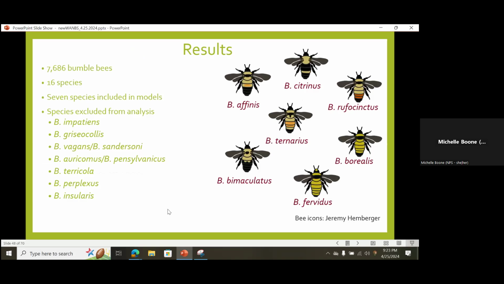So this time, by expanding the search, we did find a lot more bumblebees, about 7,600 of 16 species. We ended up including 7 species in our models. My slides are kind of weird; the ones we included are marked by these icons. We did get rusty patch. This time we did separate Furvitus and Borealis, and then we had a couple other ones in there.